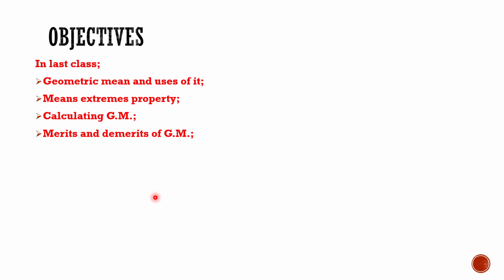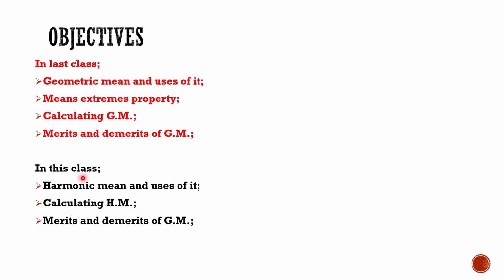Objectives. In the last class, we went through the geometric mean and its uses, and the mean's extreme property. We calculated the geometric mean and covered its merits and demerits. In this class, we will focus on the harmonic mean and its uses. We'll show you how to calculate the harmonic mean with simple examples, and cover its merits and demerits.